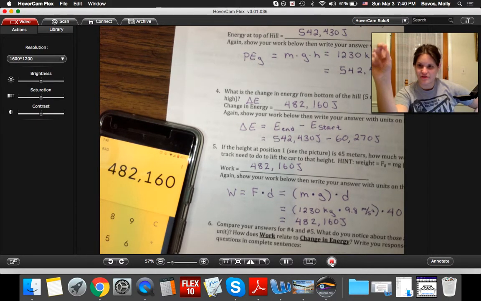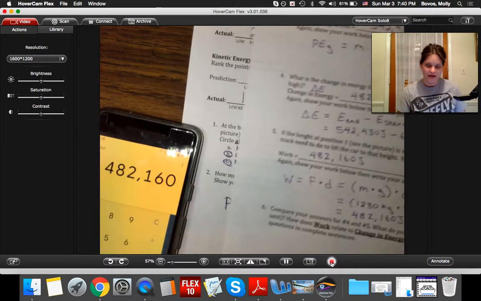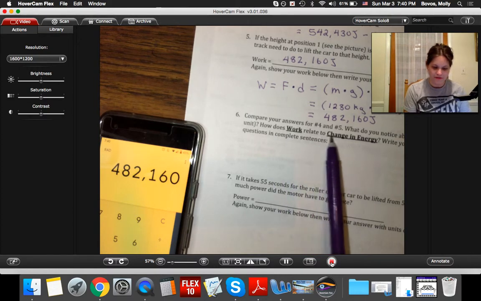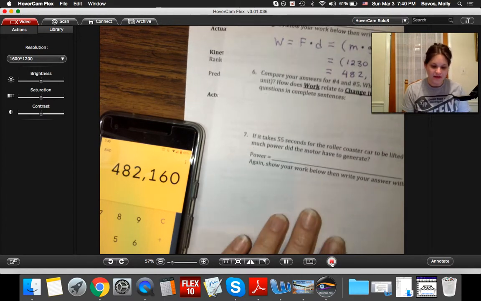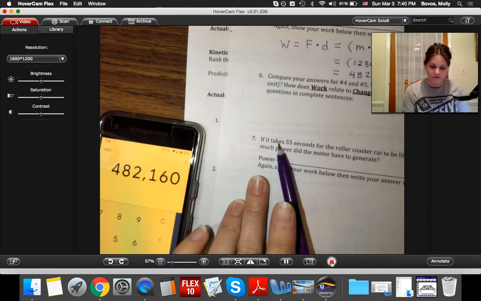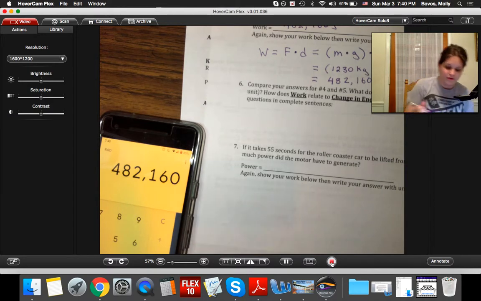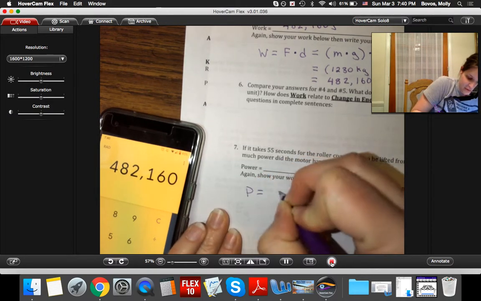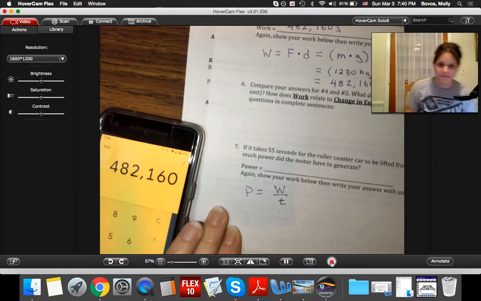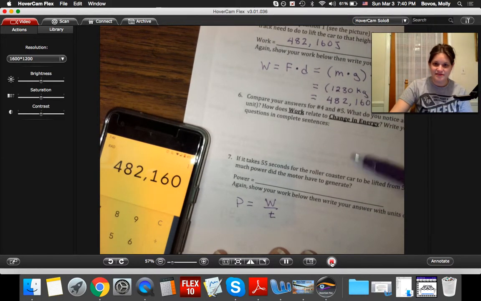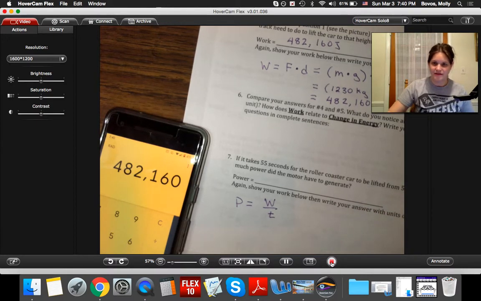So I want to make sure everybody has a chance to get caught up on this. So take a second, work on that, and then I want you guys to go ahead and answer question 6. How does work relate to change in energy? And then I think you guys can even write your answer to question 7. This is actually calculating power. Remember, power is equal to work divided by time. Using that information, will you guys please go ahead and answer 6 and 7 for me? All right, I'll see you in a couple minutes.